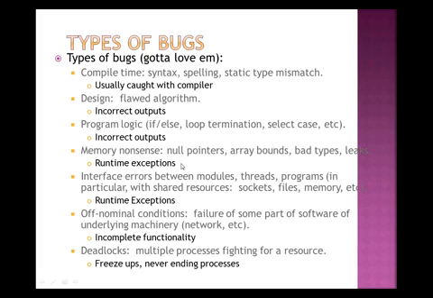Then next is design bugs, that is the next level of bug, such as a flawed algorithm or the use of incorrect paths. The next bug we studied in the last class is the program logic bug. This occurs due to some mistake in the program logic.